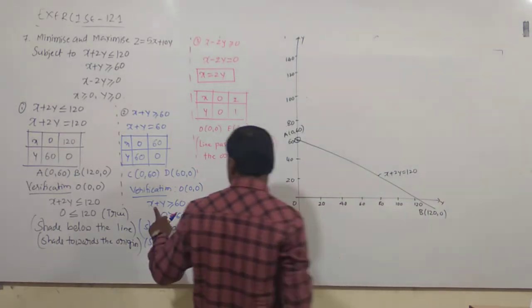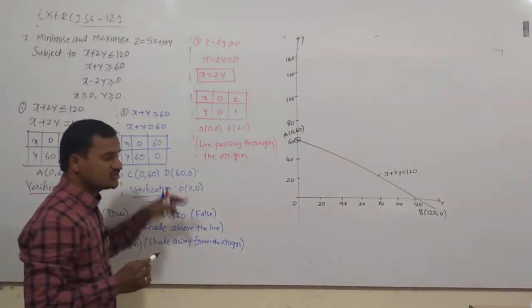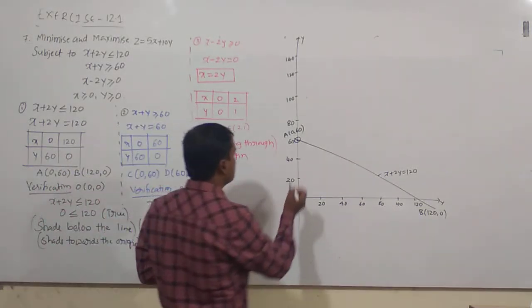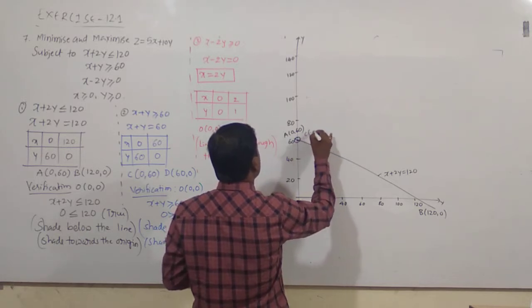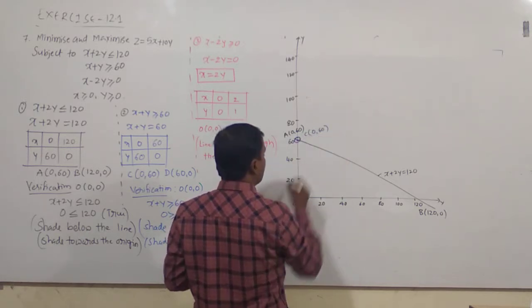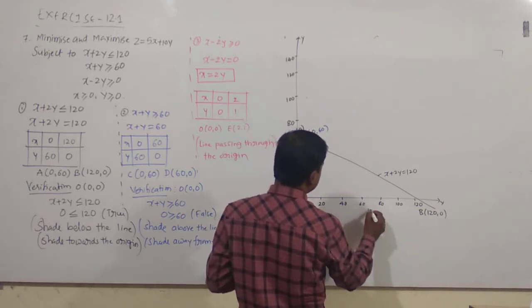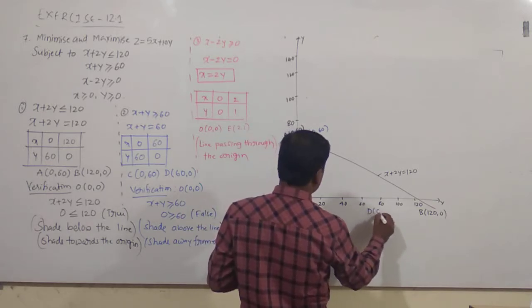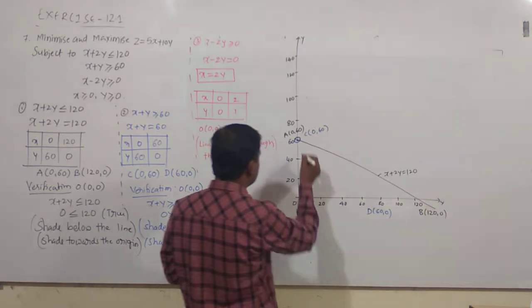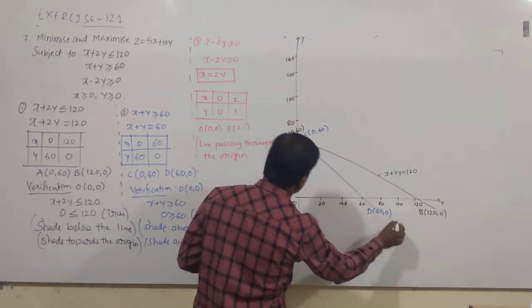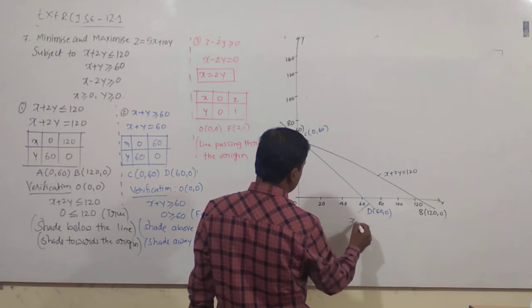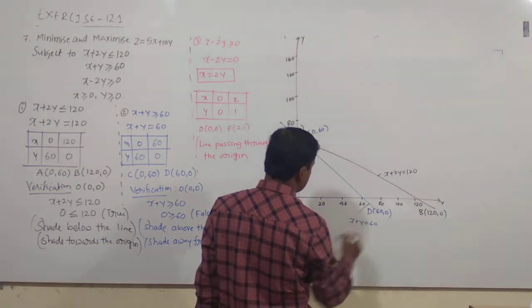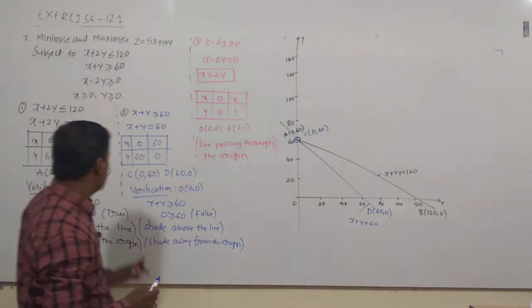Second one: 0 comma 60 and 60 comma 0. Here we get 0 comma 60, and this is point D, 60 comma 0. Join them. What is the equation? x plus y is equal to 60.